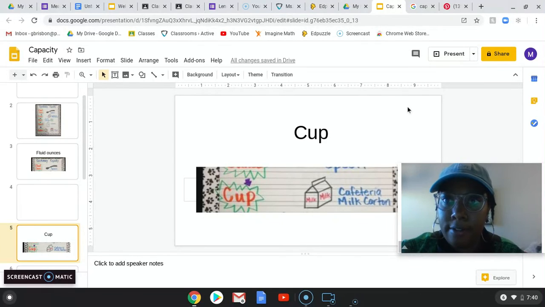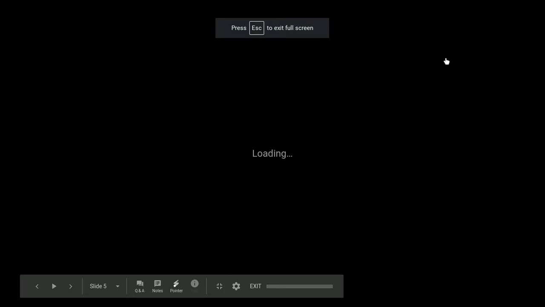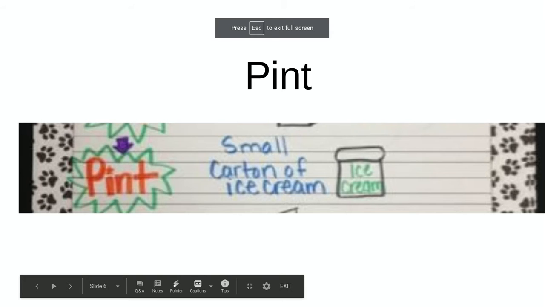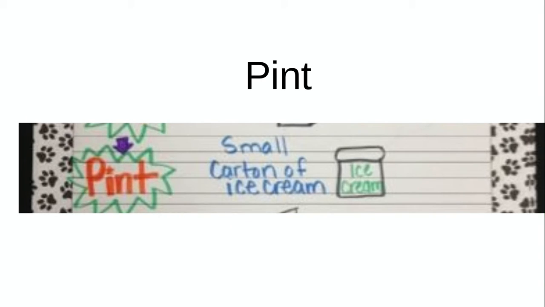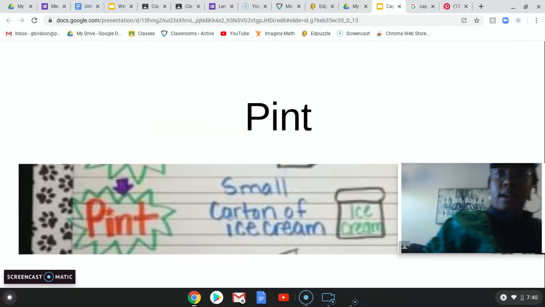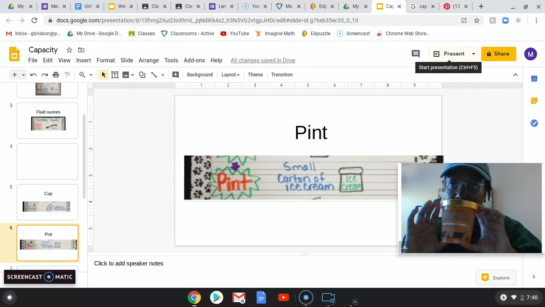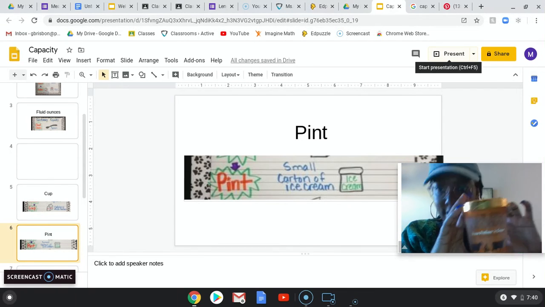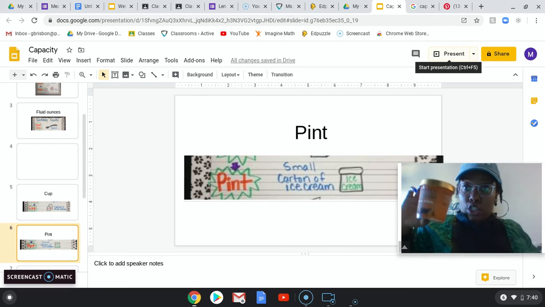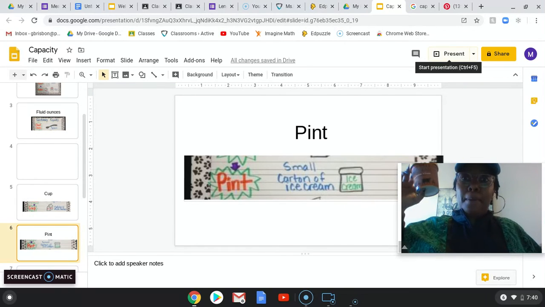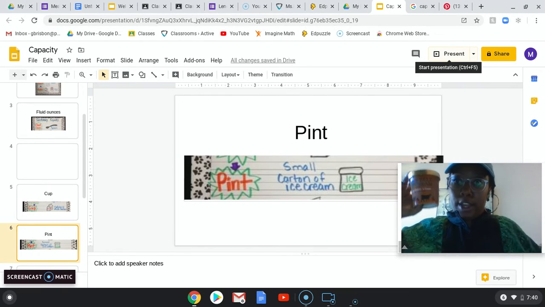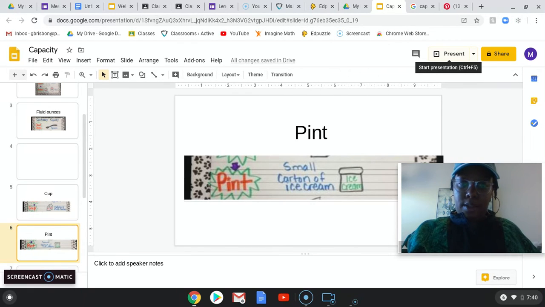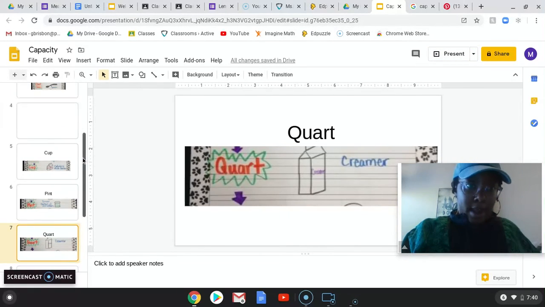Next, we have a pint. So we're thinking about a pint of something, and I have an example for you. A pint of ice cream. So this is Miss Brisbane's favorite ice cream, Praline and Cream, Blue Bell. But the smaller ice creams, that is a pint. And you have the example in there, a small ice cream. Okay, that is a pint.